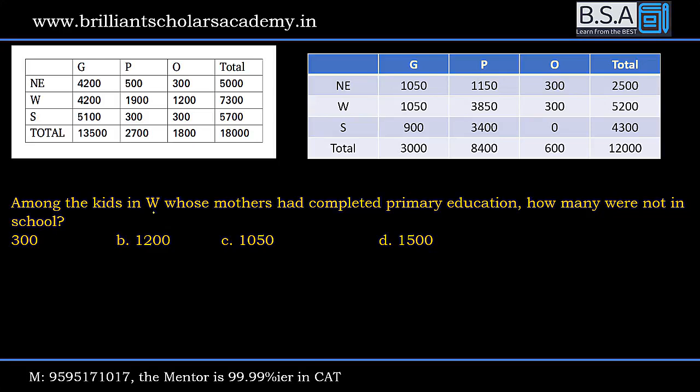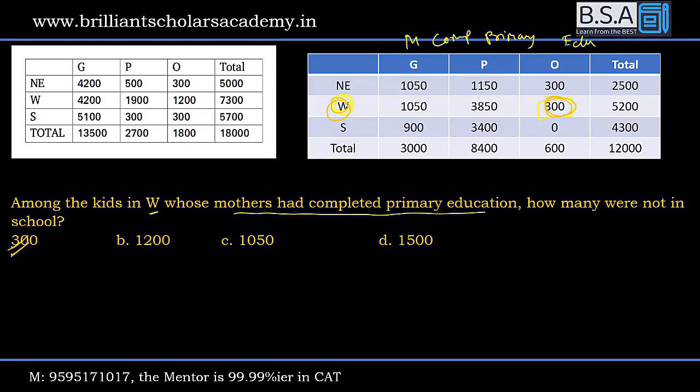Among those kids in W whose mothers completed primary education. This is the part where mothers completed primary education. How many were not in school? So these are the kids. These are the kids who are in W, whose mothers have completed primary education, but they are out of the school. There are 300 kids who are out of the school, whose mothers have completed primary education.